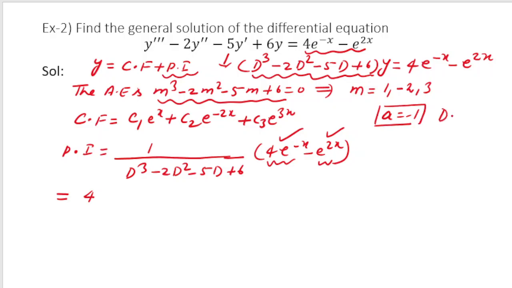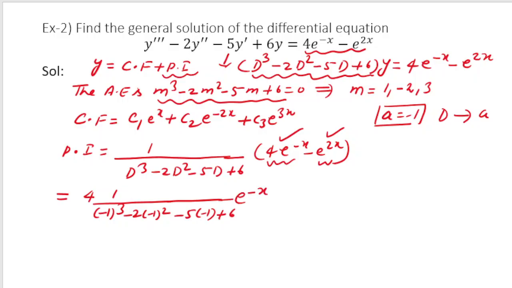And what is the process? We have to replace D by a. So in place of D I will be putting minus 1, so I will be getting minus 1 cube minus 2 into minus 1 square minus 5 into minus 1 plus 6, and that we are operating on e to the power minus x.